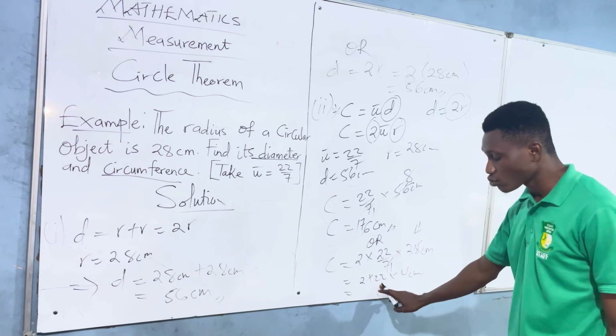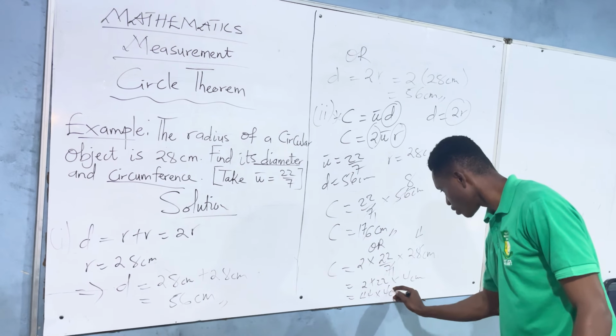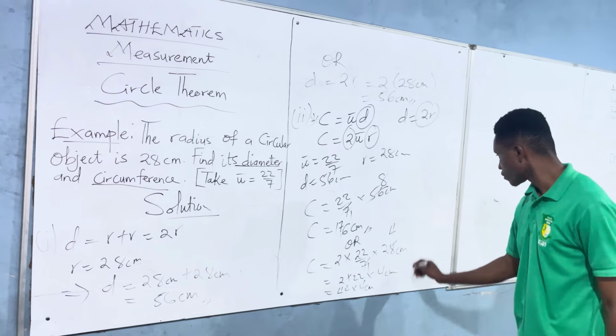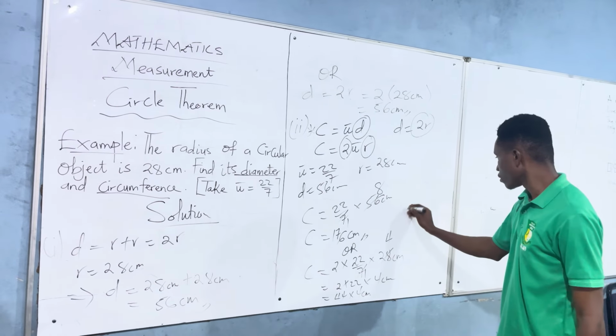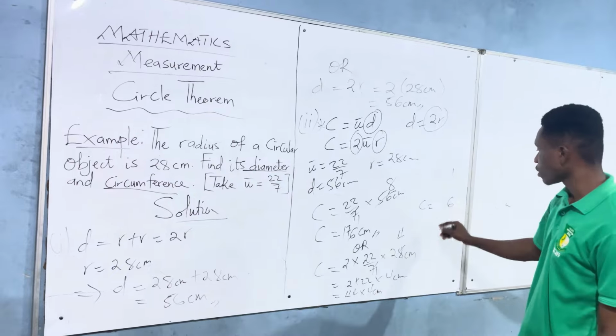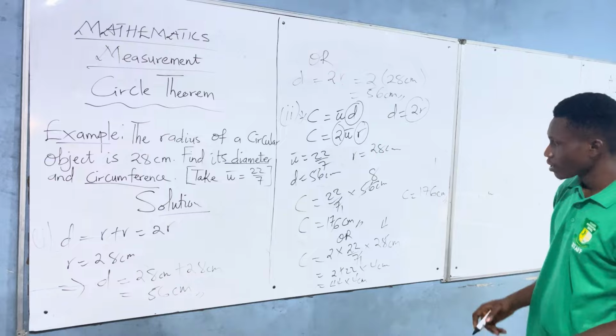2 times 22 is 44. So you have 44 times 4 centimeters. Now 4 times 4 is 16, 6 carry 1. Another 4 times 4 is 16 plus 1, 17, so 176 centimeters. And that was how we had our answers.